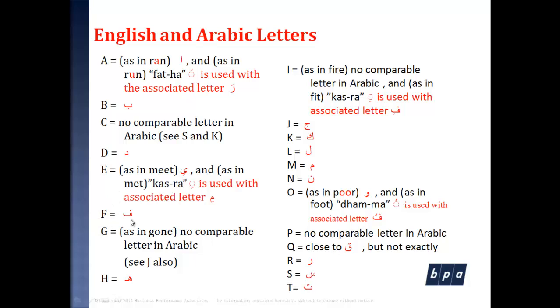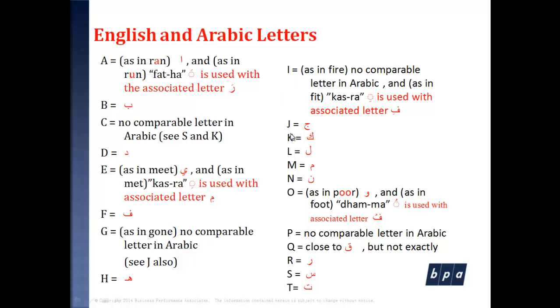The letter F has the letter fa in Arabic. The letter G, as in gone, has no comparable letter in Arabic. The letter H has the letter ha in Arabic. For the letter I, as in fire, there's no comparable letter in Arabic. Sometimes the kasra is used to indicate its sound in some words.